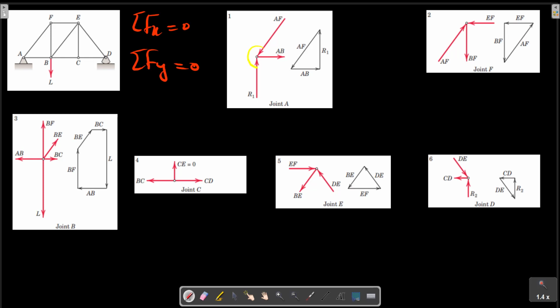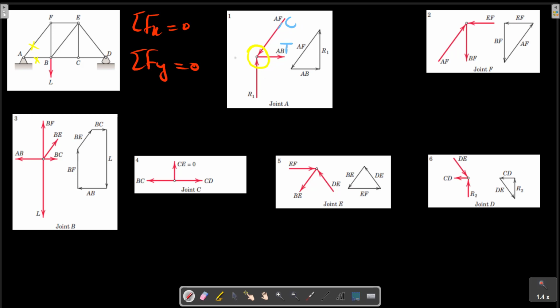For joint A, this point, the AF and AB members, we said that the force on the members is important to determine the compression and tension condition. This member is in tension, compression, and this is in tension.